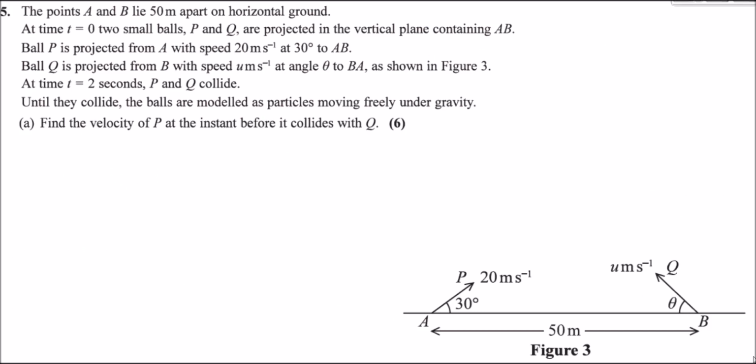And here we are at the last question, question 5. So the points A and B are 50 meters apart on horizontal ground, like shown in figure 3 in the bottom right here. At time t equals 0, two small balls, P and Q, are projected in the vertical plane containing AB. So this is just assumed to be all happening in a 2D setting. Ball P is projected from A with speed 20 meters per second at an angle of 30 degrees to the horizontal AB, whereas Q is projected from B with speed U, an angle theta to BA, as shown in figure 3 again, and at time t equals 2 seconds, P and Q collide.